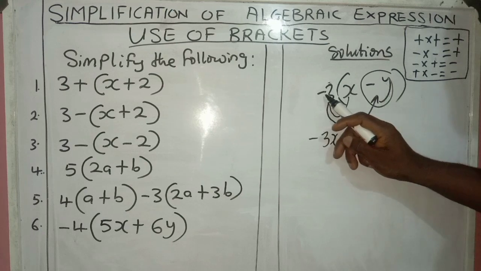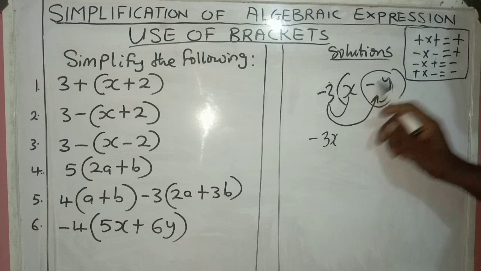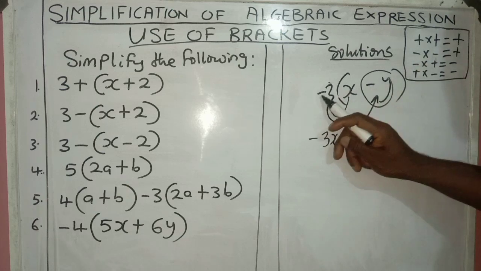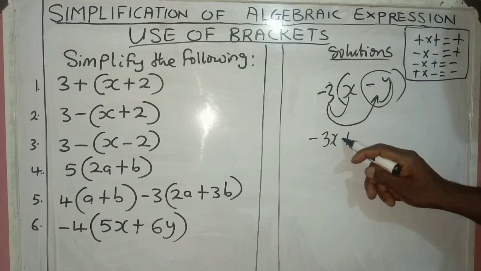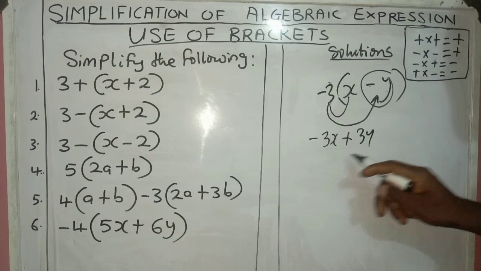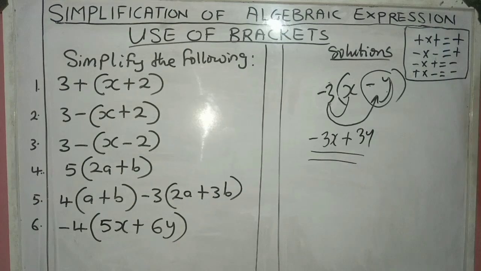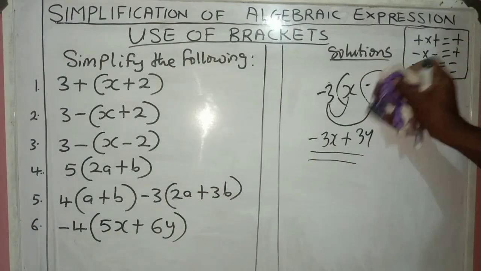So when I say minus 3 times x, minus 3x, then minus times minus, as you can see from here, will give us what? Plus. So when I now say 3 times y, that will give us 3y. So by looking at this, that is how to open this particular bracket. I hope this is clear enough. That is exactly how to open the brackets.